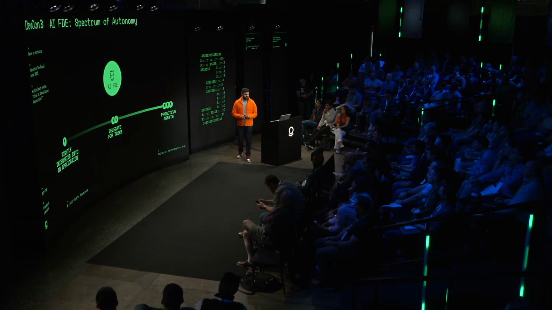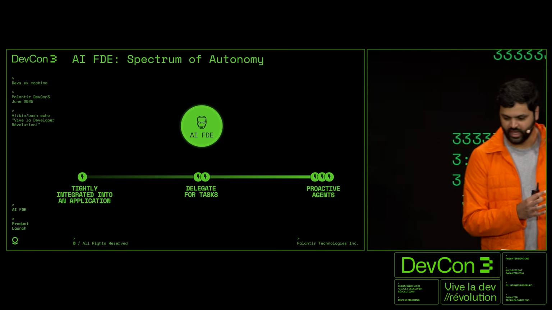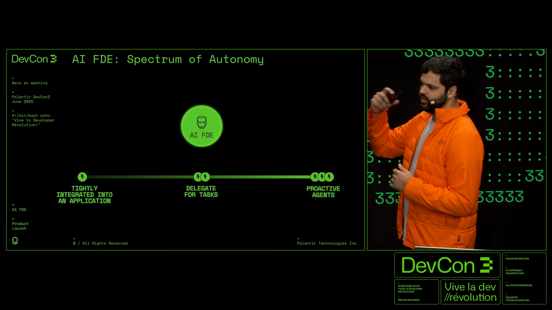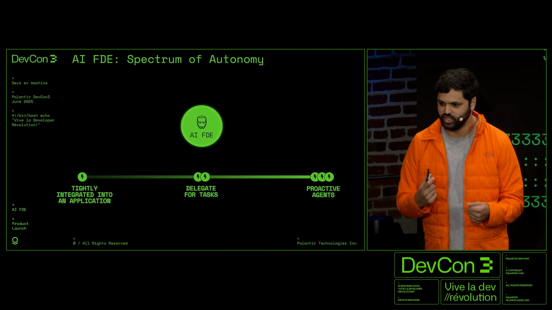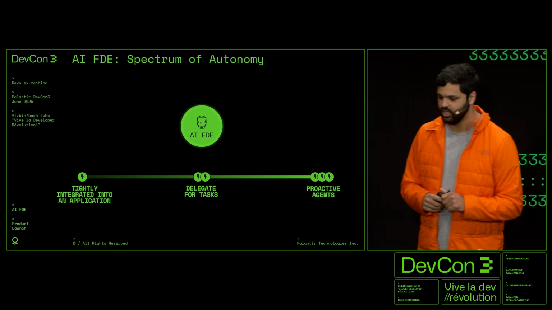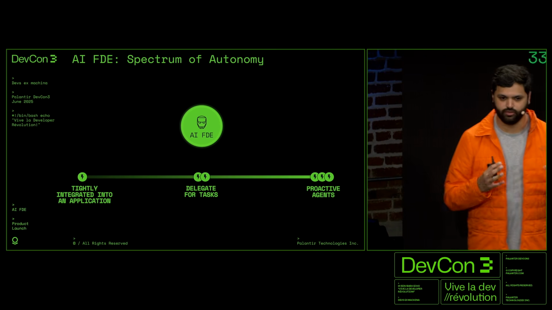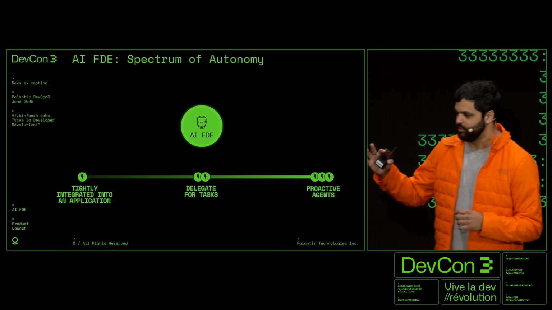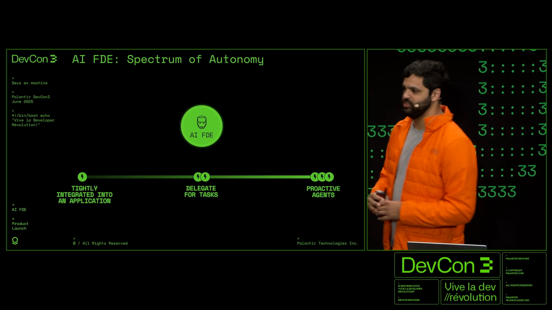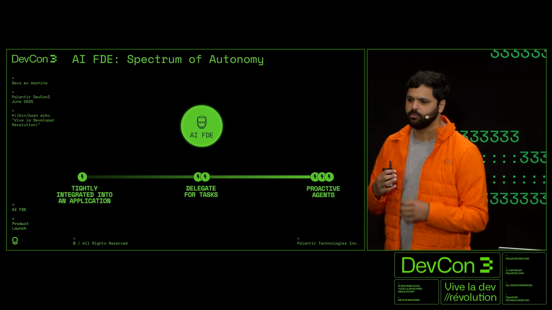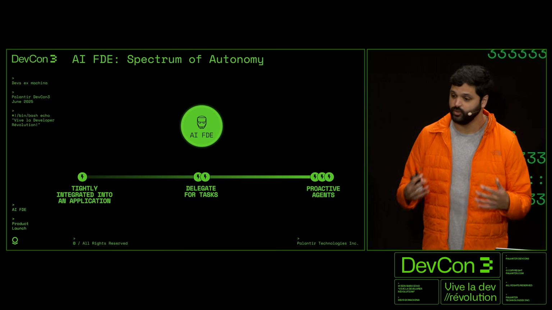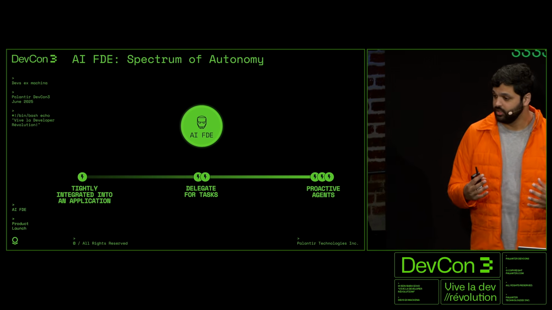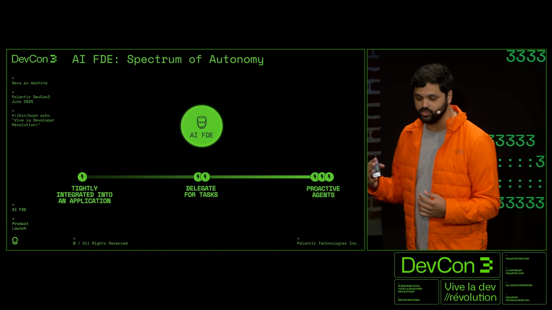AI FDE spans this spectrum of autonomy, from tightly integrated into an application like that VS Code editor, where it can use the tools provided to it to make changes directly in front of you to the application you can see, to in some cases a delegate for tasks. Things like the AI FDE application, where you can ask it to make changes spanning a bunch of applications and maybe propose a V0 of a workflow that you want to build, and then review it on a branch. And coming soon, the ability to have this be proactive agents as well.